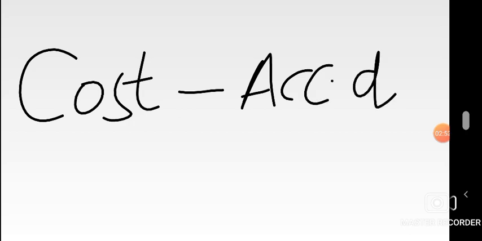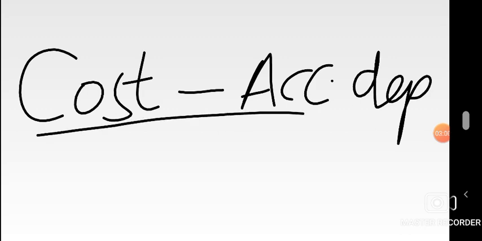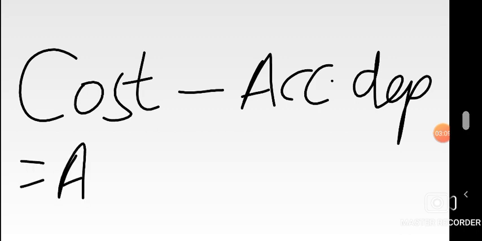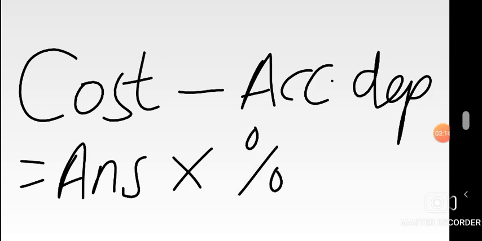So in that scenario, when you have been told to use reducing balance method, it's cost minus accumulated depreciation. This part is always in the trial balance, the accumulated depreciation, though sometimes it might not be there, but that's where you would normally find it. So it's cost minus accumulated depreciation. The answer that you get equals a certain answer. On that answer, you then multiply with the given percentage.